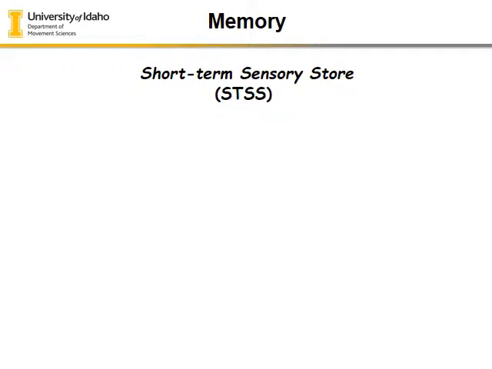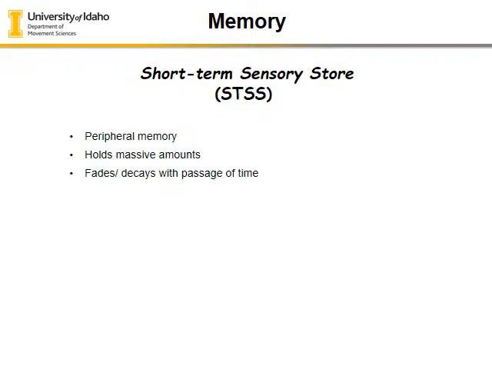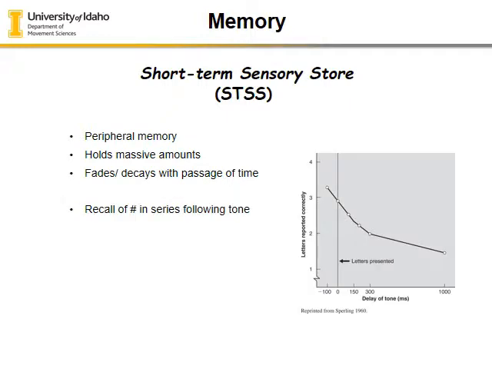So let's go first with the short-term sensory store. This is that memory that's in the periphery. You can hold massive amounts here. The problem is that even though we can hold massive amounts, it fades and decays pretty quickly with the passage of time. And then it's the ability to recall a number in series following the tone.